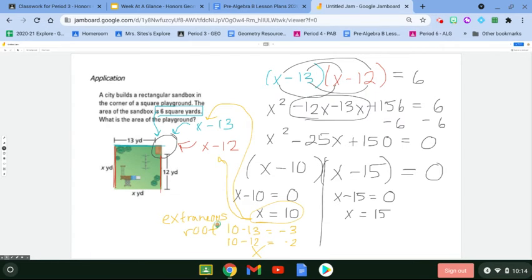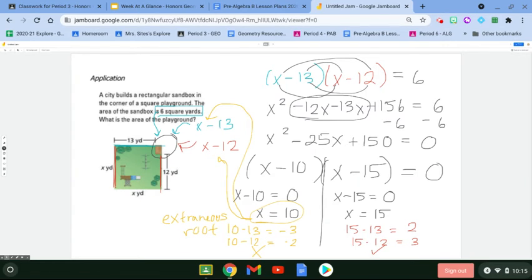Which means that x equals 10, even though it popped up as an answer, doesn't make sense in the context of this problem. So we would not want to include x equals 10 as an answer choice. If we tried x equals 15, look what happens instead. If you plug 15 in for x, 15 minus 13 gives you a positive length, and 15 minus 12 also gives you a positive length. So that means this would be the answer choice that would work.